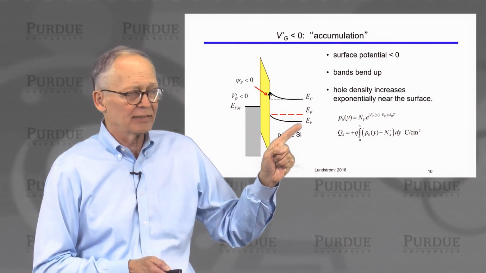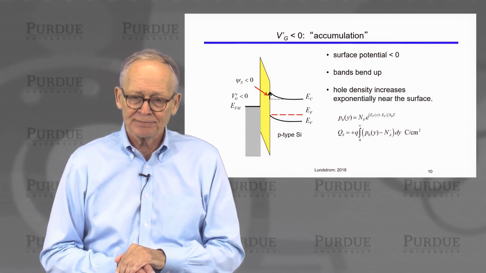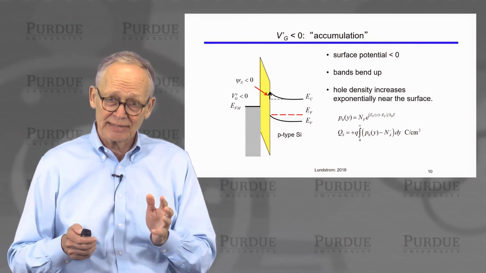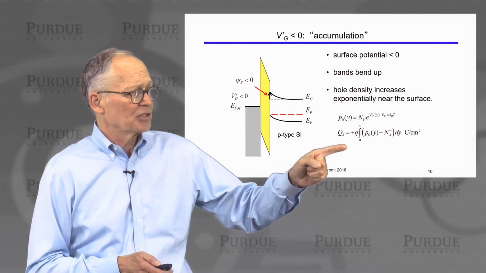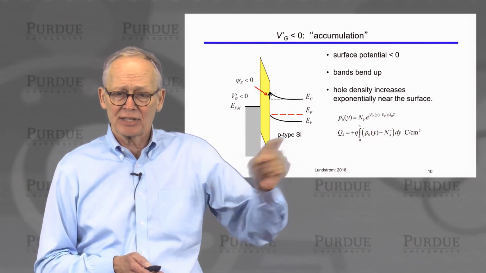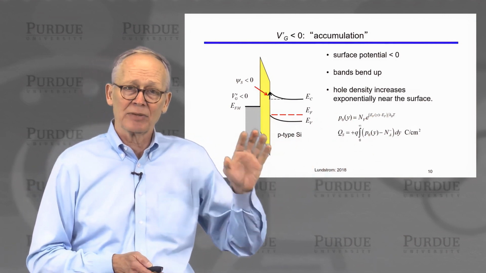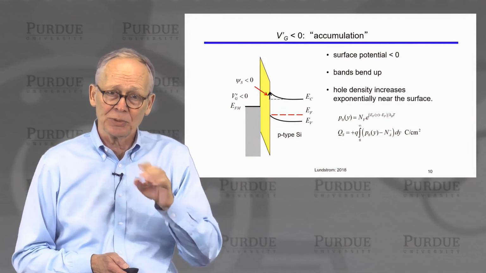If we integrate into the depth to find the total number of holes per square centimeter, we can find the total density of holes. If we look at the charge density, we have positive charged holes. We have negatively charged acceptors. We're neutral in the bulk of the semiconductor, where we have an equal number of holes and dopants.